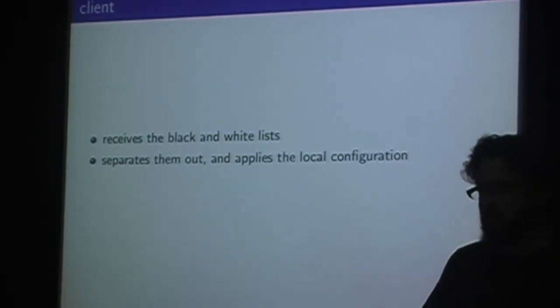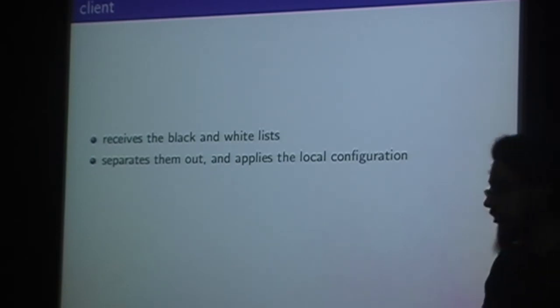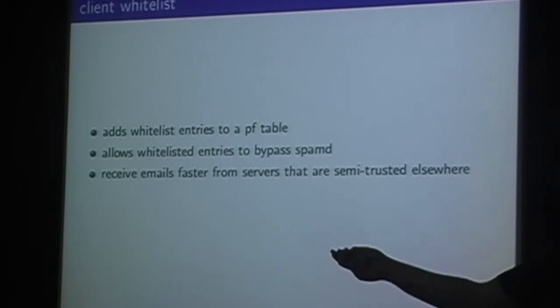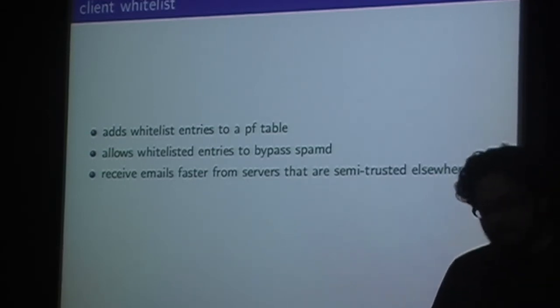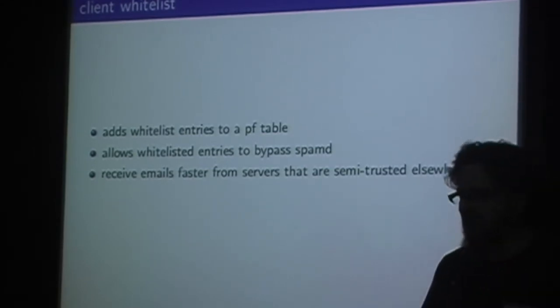So then we get to the clients. The clients clearly receive the black and white list. It separates it out and applies the local configuration. The whitelist entries are added to a PF table. This allows them to simply bypass SPAMD, and you will be receiving emails faster. It's as if they've already cleared your whitelisting.